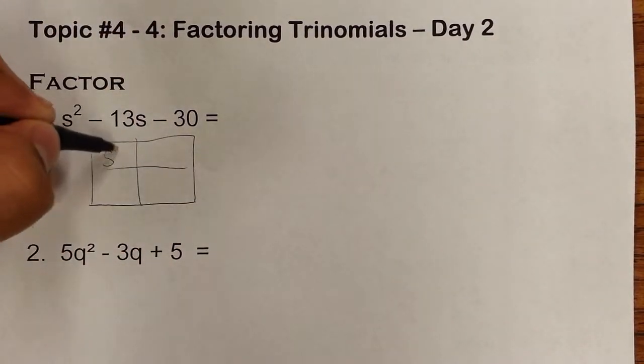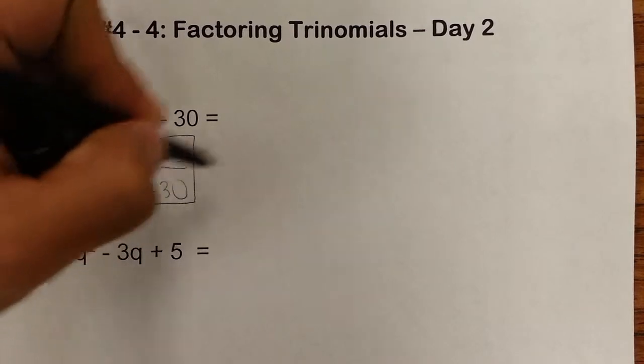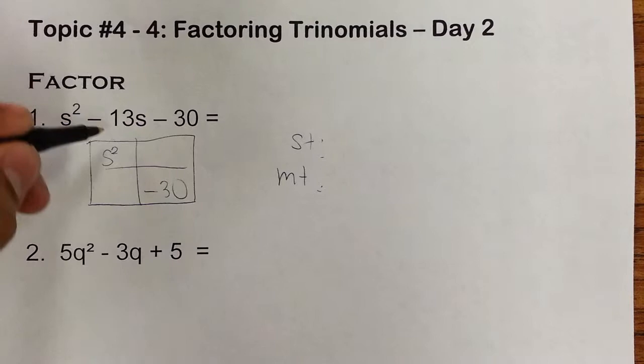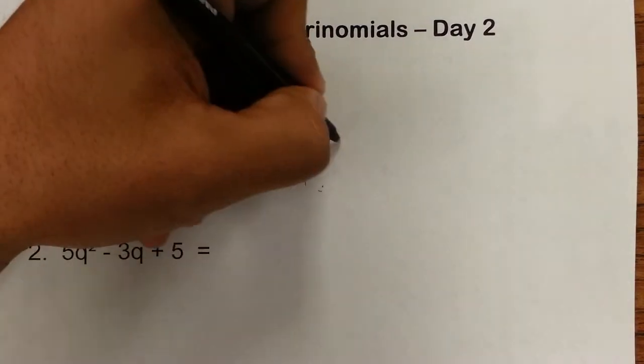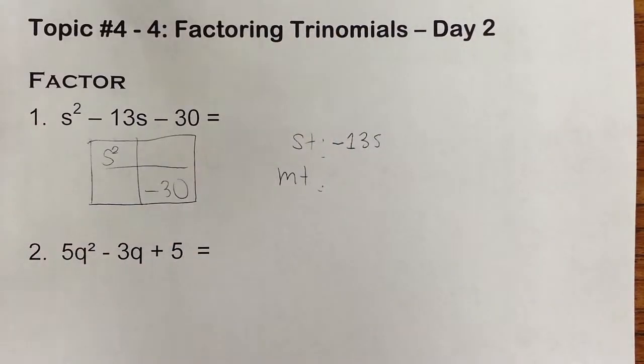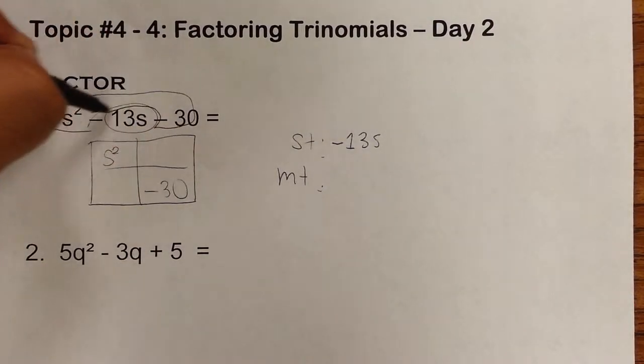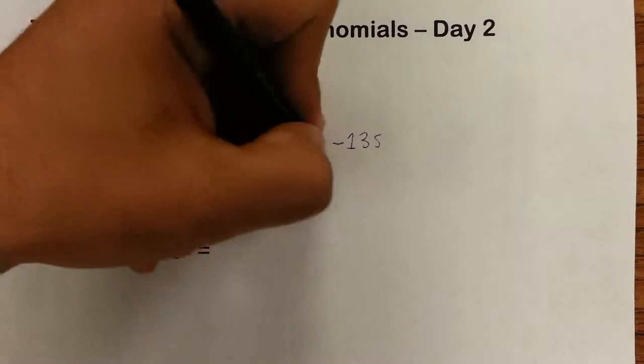We've got an s squared and a negative 30. We need our sums to, multiplies to. In this case, we're going to sum to the middle term, negative 13s, and multiply to the product of the squared term and the constant term, or the c term, negative 30s squared.